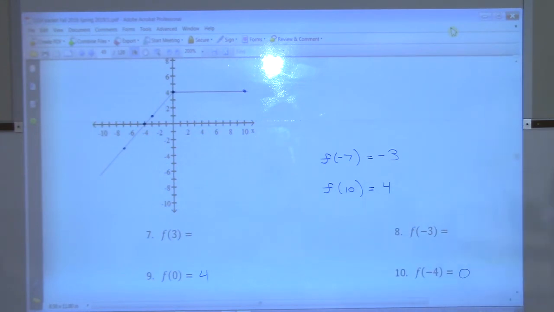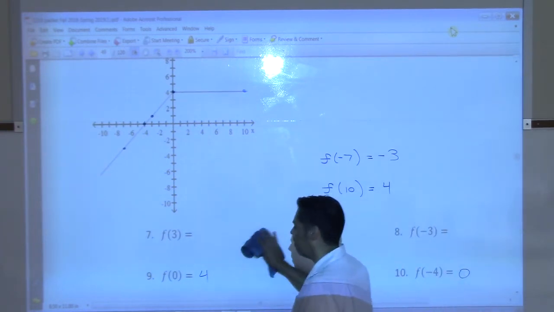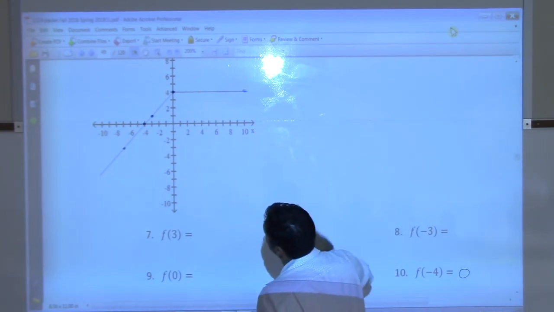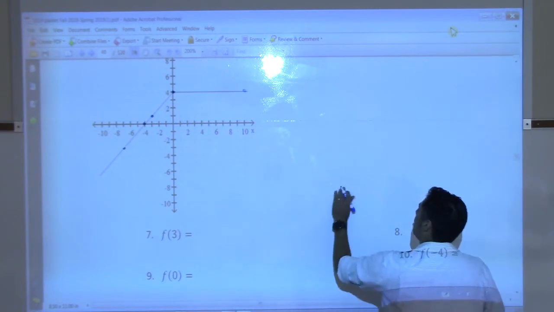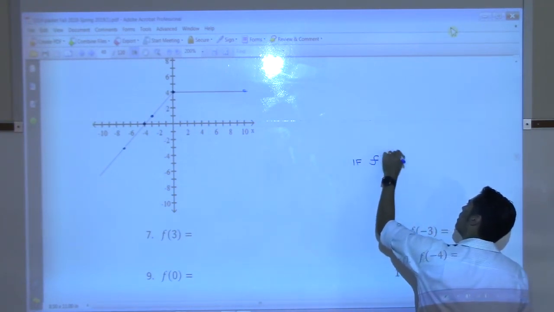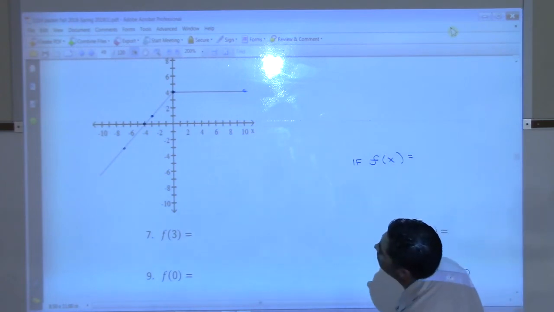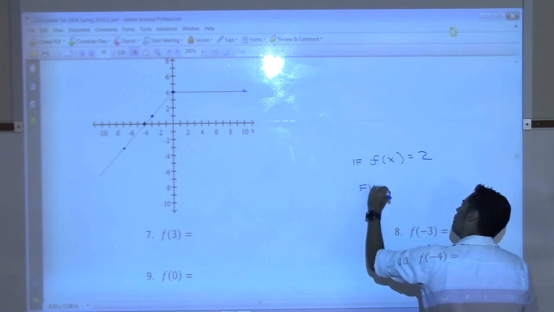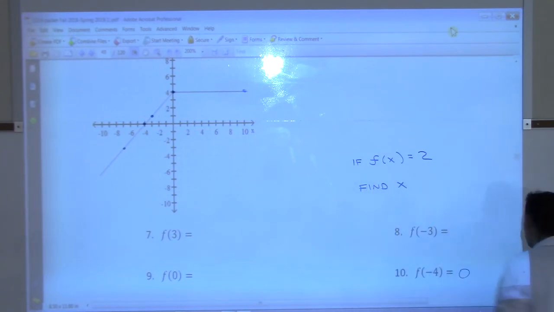Do I need to keep doing this, or should I move on? Move on? Okay. Let me ask a different question then. If f of x equals 2, find x. Okay, so this is where things can get a little tricky for people.